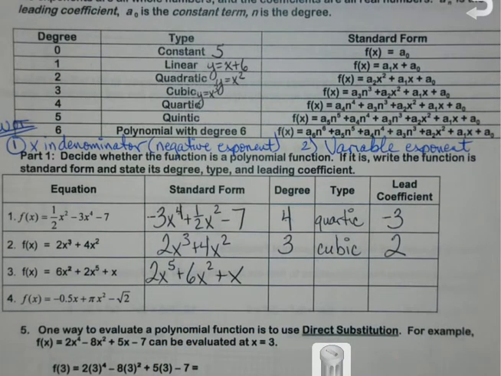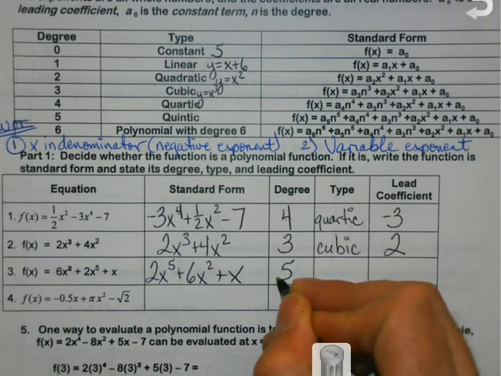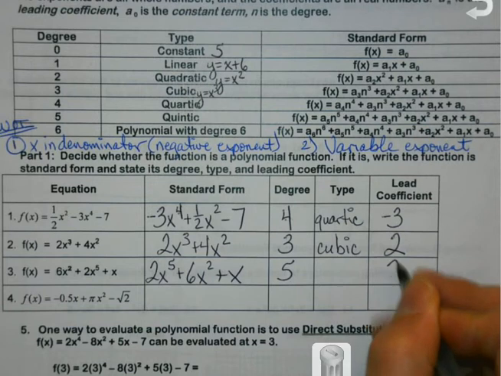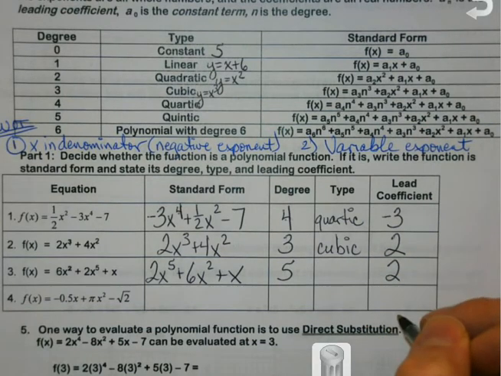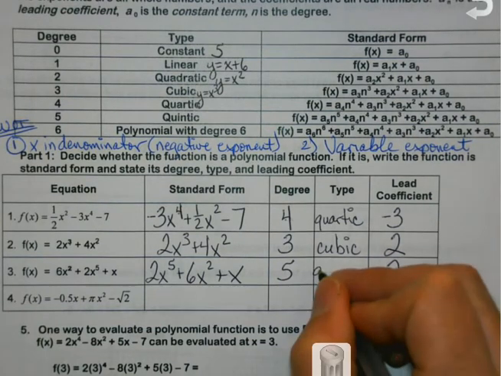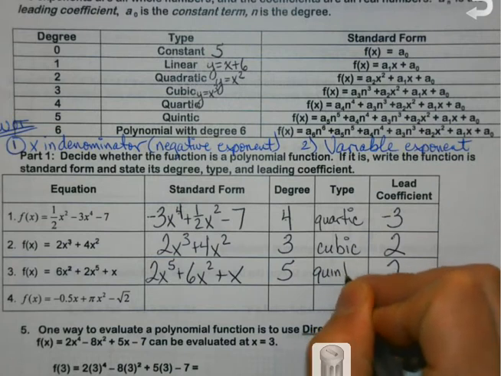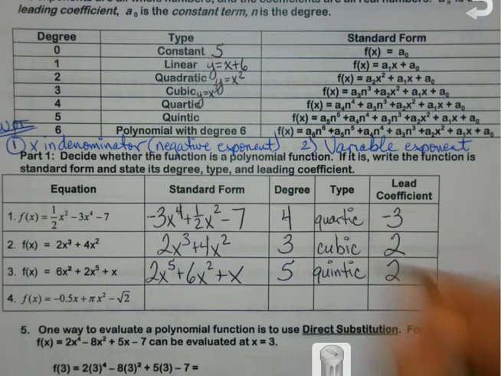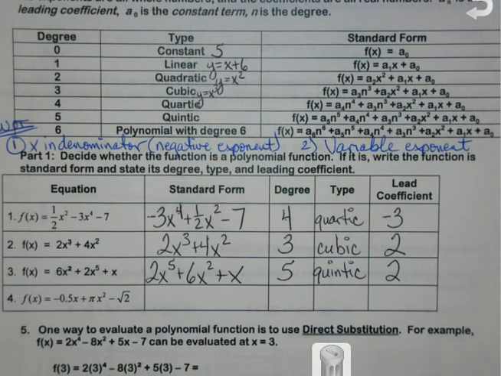And then basically once I get there, everything else I need is in that very first term. I find my degree in that term. I find that lead coefficient there. And I figure out the type from there too. But it's all about being in standard form.